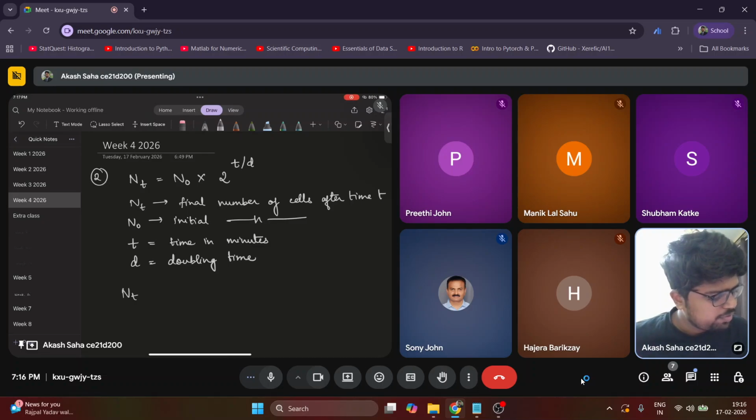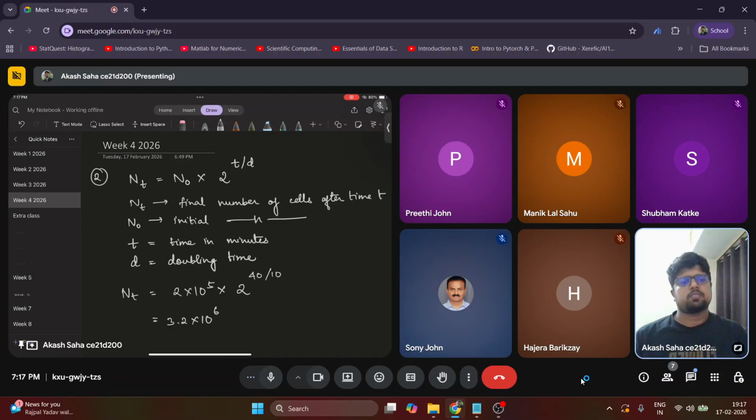So my Nt will be equal to, what is N naught? N naught is 2 into 10 to the power 5, into 2 to the power t by d, which is 40 by 10. As you said, n is equal to 4, so 40 by 10 is also equal to 4. So we will get 3.2 into 10 to the power 6. Every 10 minutes it is doubling, so like that, 4 times it will double. So 2 will become actually 32. So that is the answer.